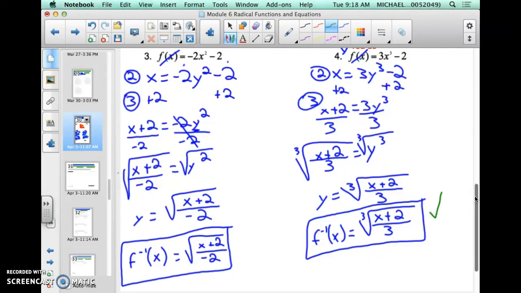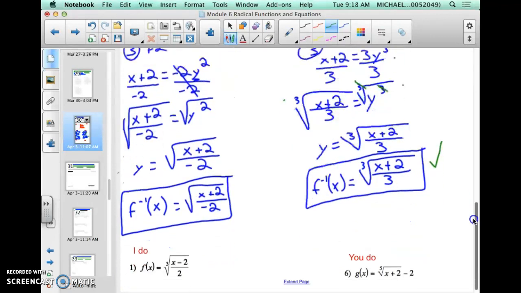I added 2 to both sides. I got x plus 2 equals 3y cubed, then I divided by 3, and so I got x plus 2 over 3 equals y cubed, and then I took the cube root of both sides. Cube root and the power of 3 are inverses, they cancel each other out, and then I have y equals the cube root of x plus 2 over 3, and then I wrote it in function notation, and I'm done.